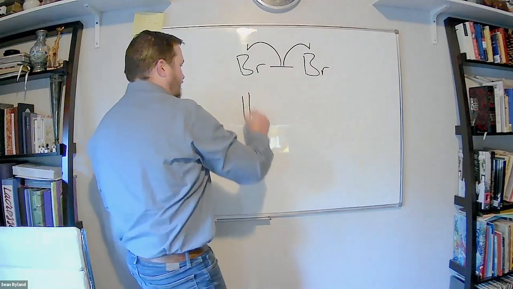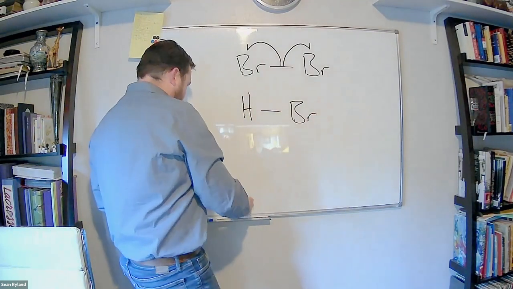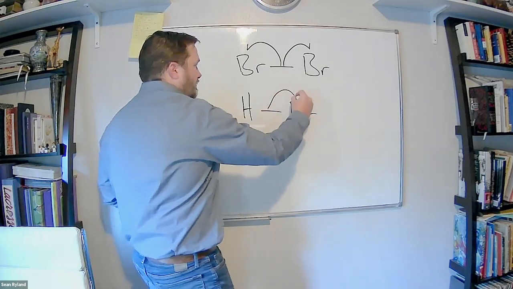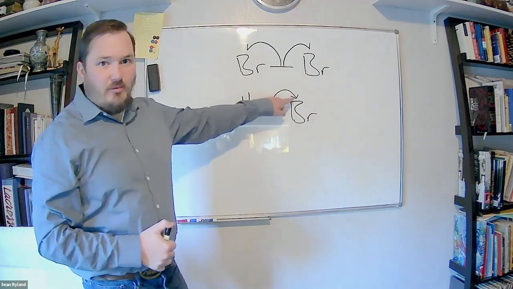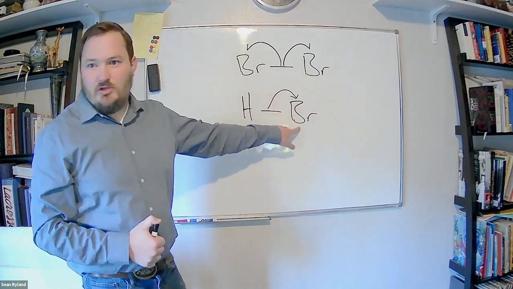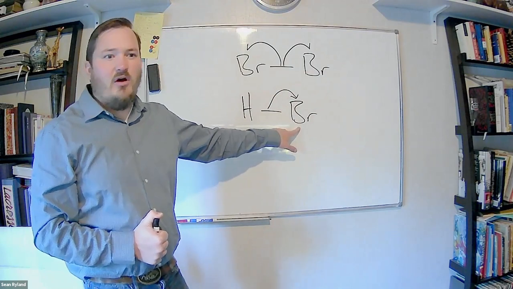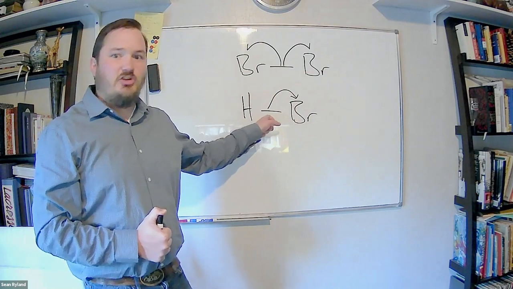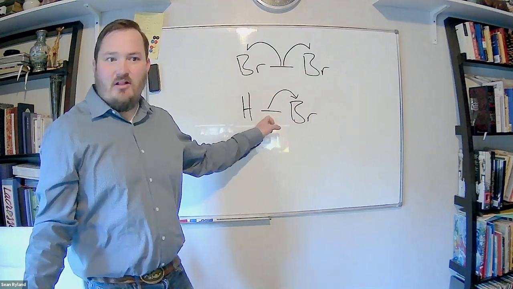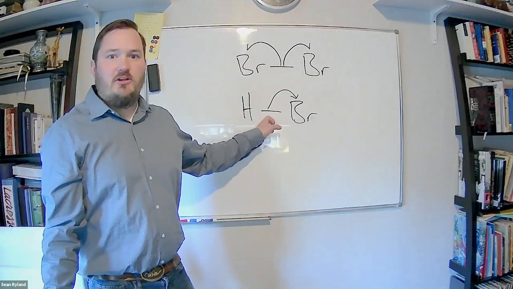Versus if we had hydrobromic acid dissociating, we would draw a double barb going towards the bromine, towards the more electronegative element. And nine times out of ten, when we have a bond breaking like this, the electrons are going to go with the more electronegative element. Whatever's more electronegative is going to hold on to those electrons.